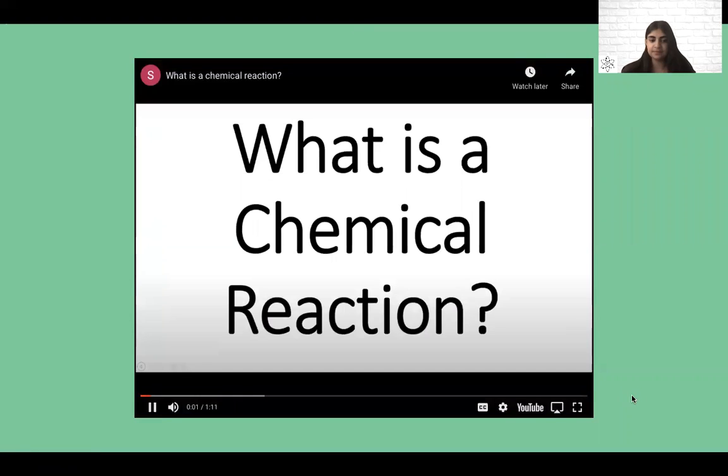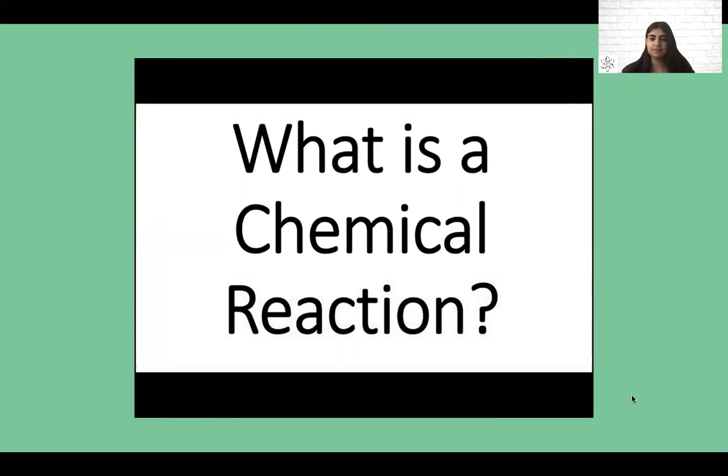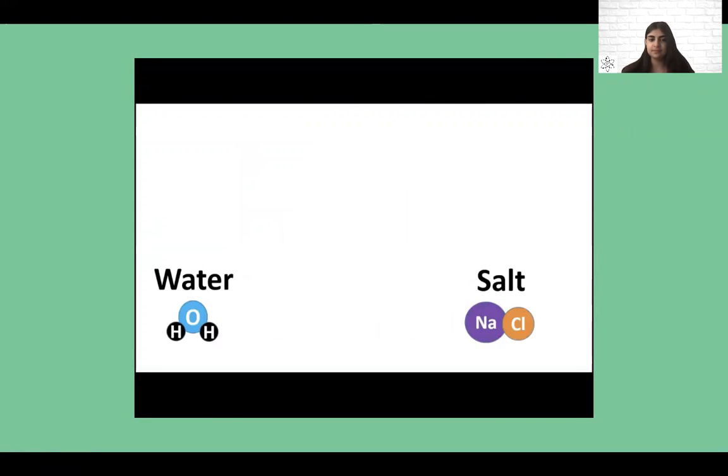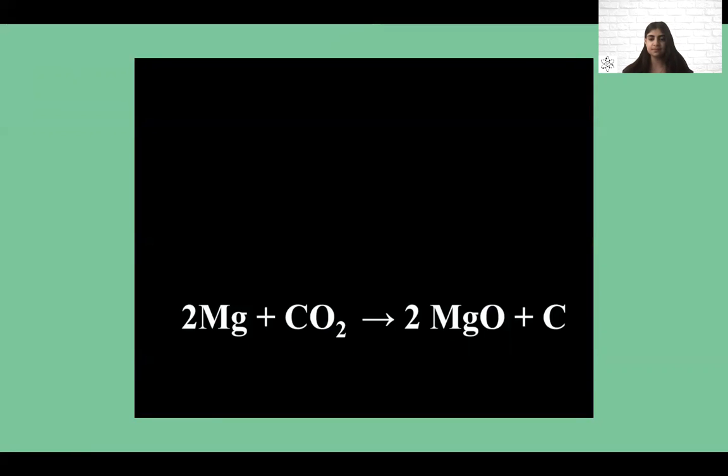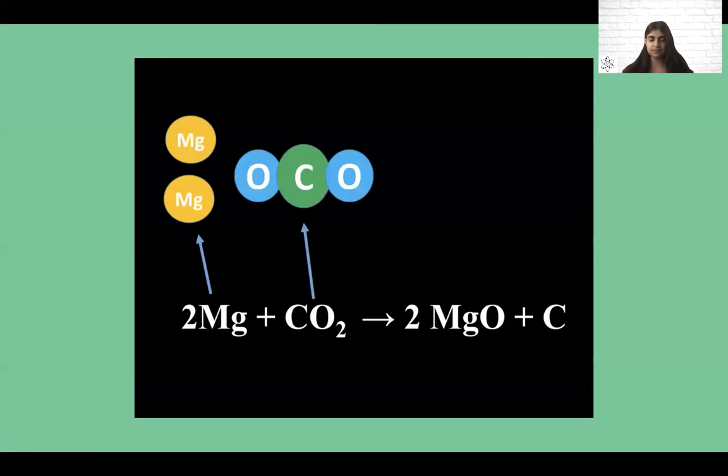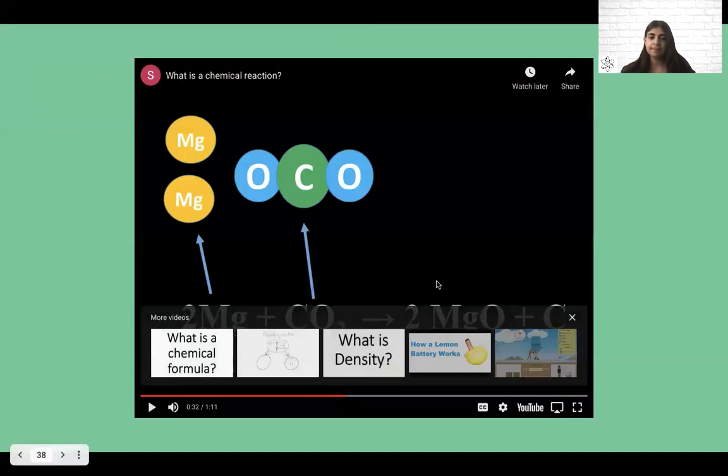What is a chemical reaction? To start with, all matter, whether it be water, salt, rust, carbon dioxide, or oxygen, is made up of atoms held together in unique ways, and we call these chemicals. In a chemical reaction, these atoms are rearranged to form new and different chemicals. Let's look at an example. In this chemical reaction, we have magnesium atoms being rearranged with a molecule of carbon dioxide.